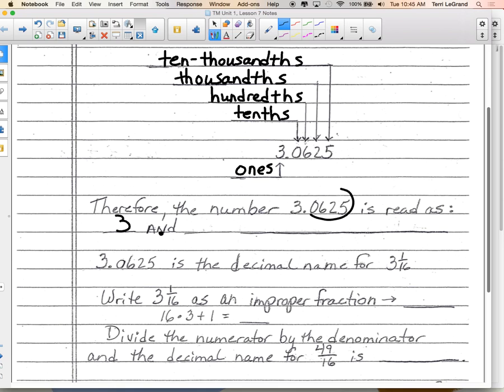So 3 and, well, here's what we're going to do. We're going to look at this number right here. That's 625. And we're going to look at what's the last place value represented in that. What is it? Wait, 10 thousandths.